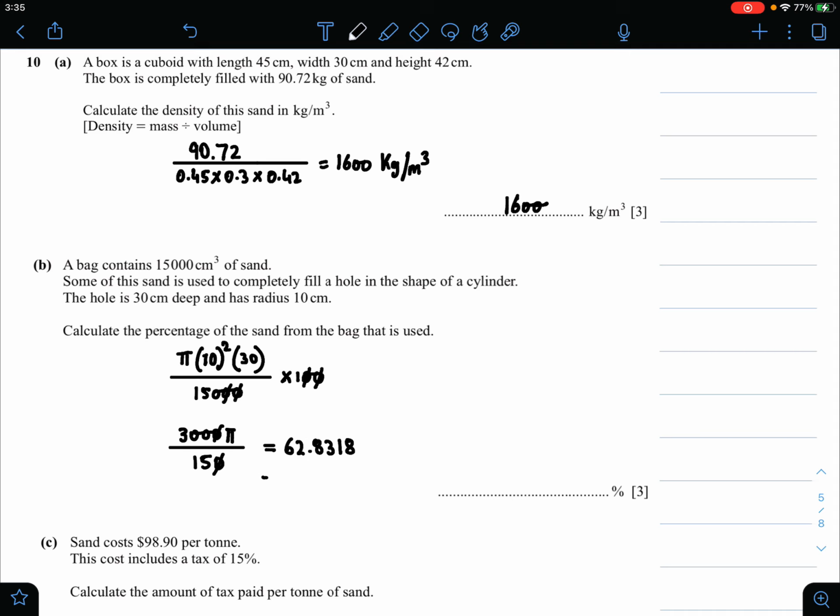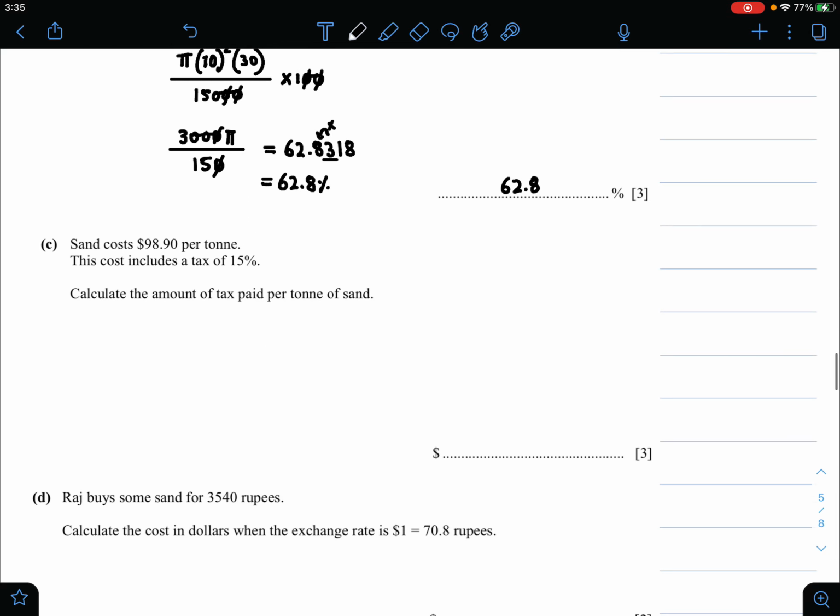Therefore you can give your answer as 62.8318. Since you have to give your answer to three significant figures, your final answer will be 62.8 percent, because the fourth significant figure, which is 3, is less than 5. So it will not round up the third significant figure to the next number. Therefore 62.8% will be our final answer for part B of this question. Now let's move to part C.